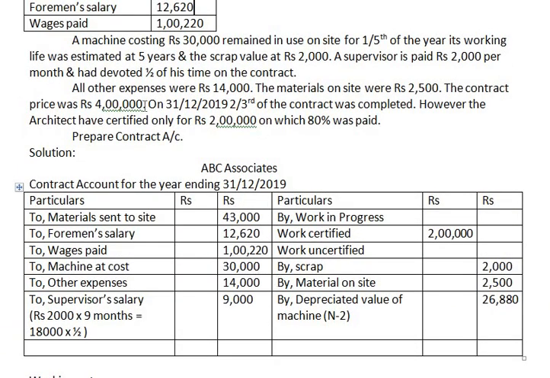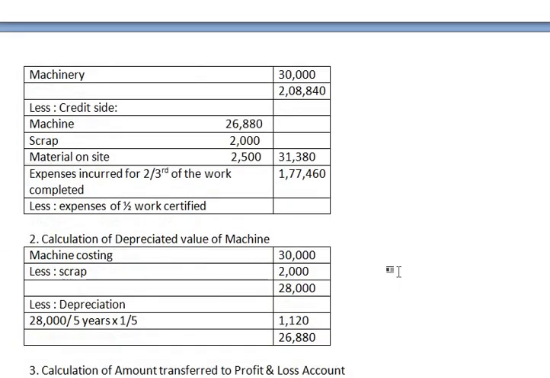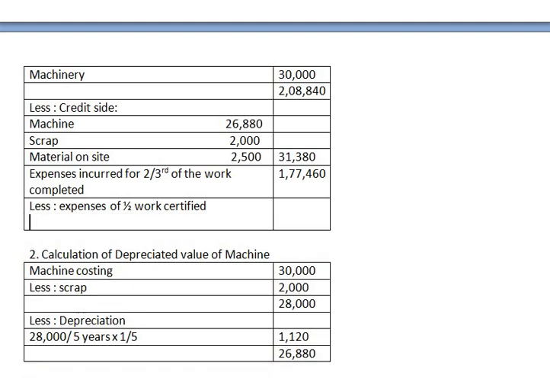Here the contract price is 4 lakh rupees, right? And here the work certified is 2 lakh rupees. It means half of the contract is completed. So work certified is 50%, right? So we have taken here expenses of half work certified. Now, expenses of half work certified will be, again we need to show the calculation.